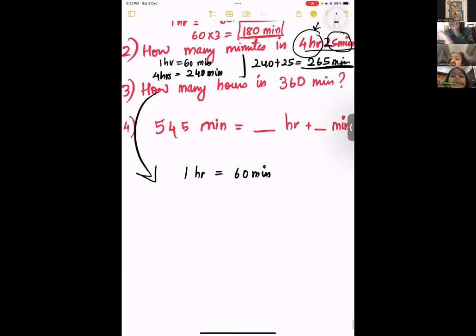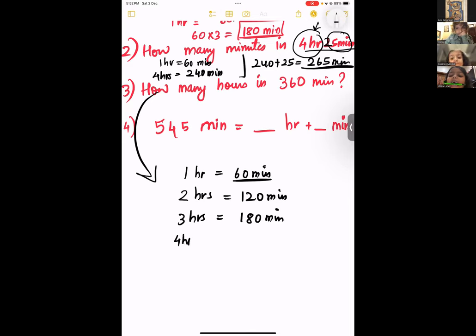Okay. 2 hours would be the double of 60, correct? 120 minutes. 3 hours would be? 180 minutes. You are simply adding, children. I'm not doing it multiplication or division way. We are doing addition over here. 4 hours would be what, Sakshi? Who said it so fast? Who said 240?